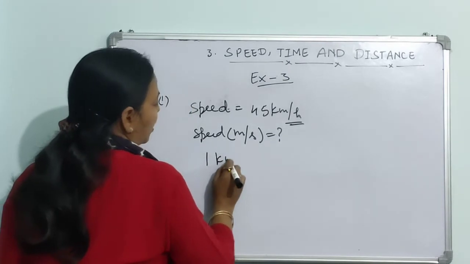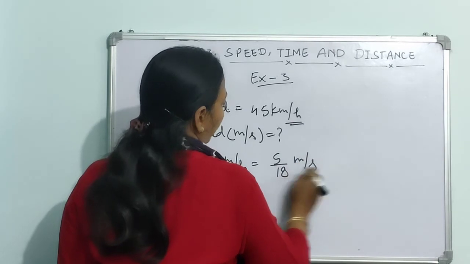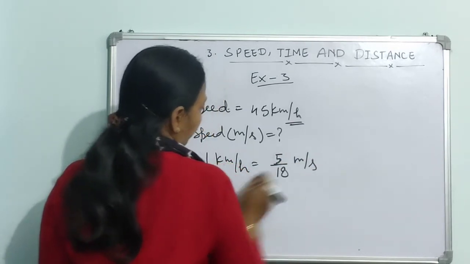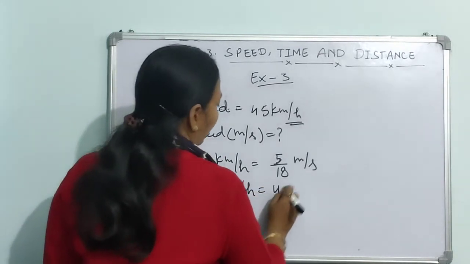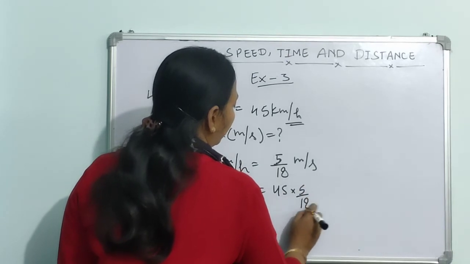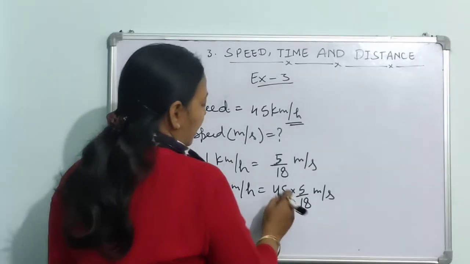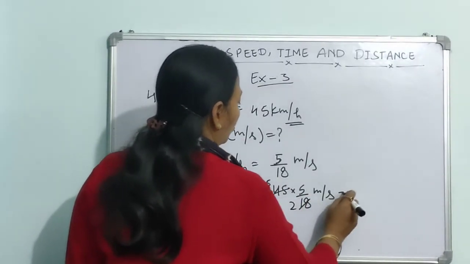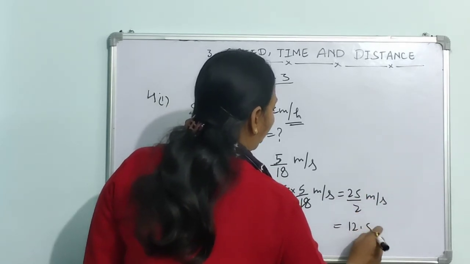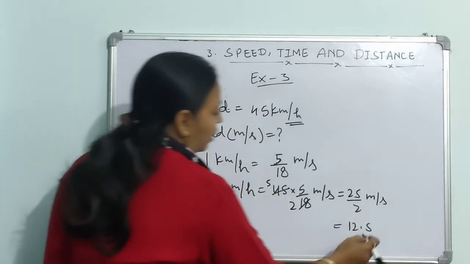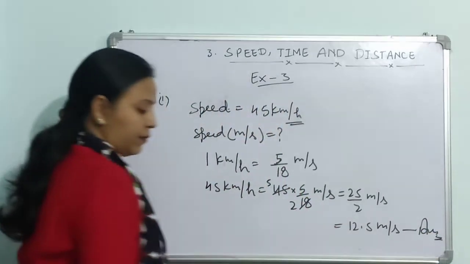So 1 kilometer per hour is equal to 5 by 18 meter per second. So here 45 kilometer per hour is equal to 45 into 5 by 18 meter per second. You have to solve this. Both are divisible by 9. 9 5s are and 9 2s are. So 25 by 2 meter per second, or you can write it 12.5. You divide 25 by 2, then you will get 12.5 meter per second. This is your answer.